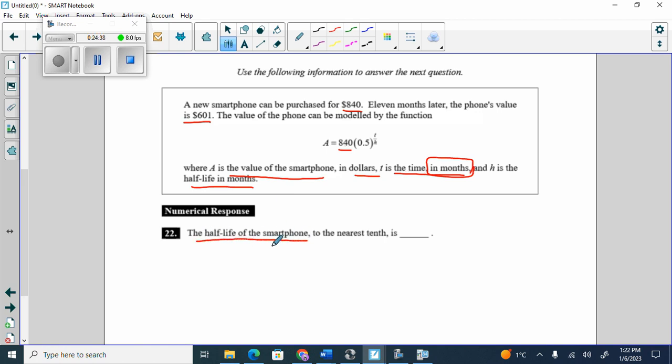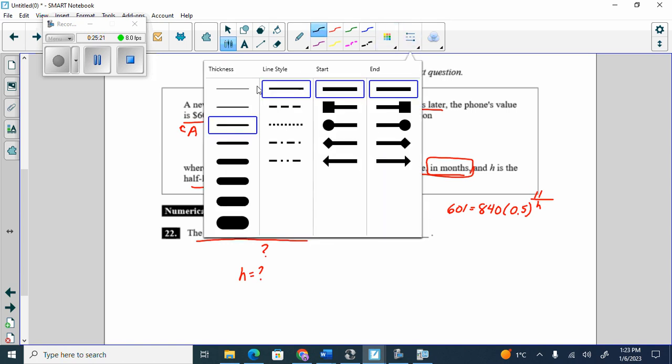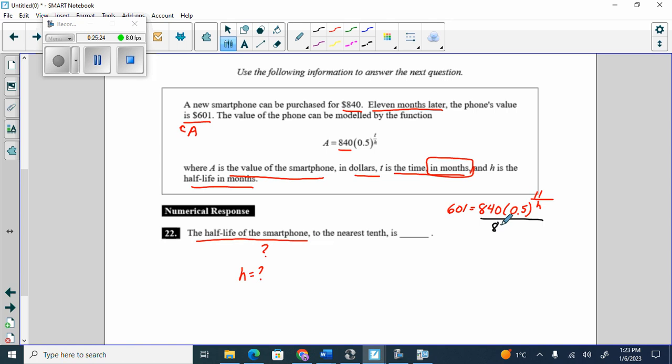Now, the half-life of the smartphone is, so they want us to find the half-life, they want us to find H. So we know that the final amount, or our A in this case, is 601, and it's depreciating. It's decreasing exponentially because it's a half-life: 840 times 0.5 to the t, which is 11 months later. Time to reach final. Remember, this is the time to reach final over the period of the half-life, so h. Our first step always, and we've gone over this numerous times, is to divide the initial over. If we have initial and final, that's our first step every single time. Divide it over.